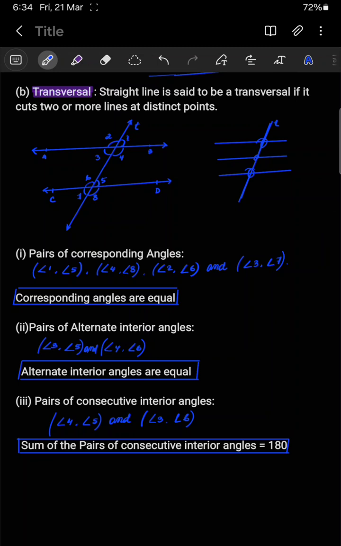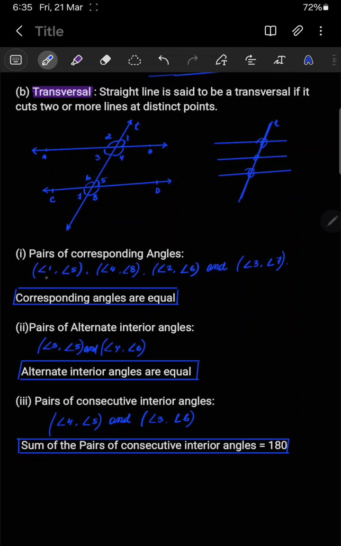Now you have to know which angles are corresponding angles, which are alternate interior angles, and which are consecutive interior angles. These three points are very important. So here, if you see angle 1 and angle 5, they are at the same position. AB is a straight line, and here on the right side is angle 1, and CD is also a straight line, with angle 5 at the right side in the same position. So they are called corresponding angles.